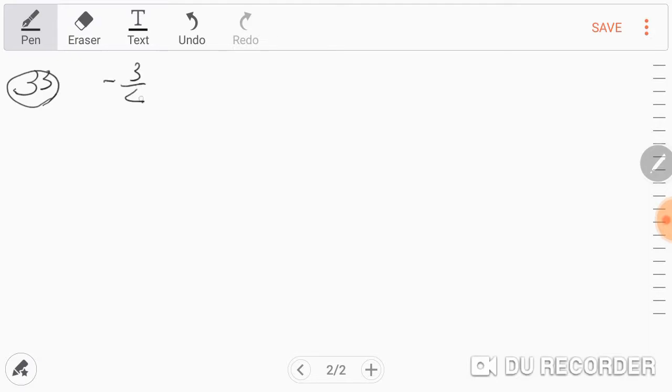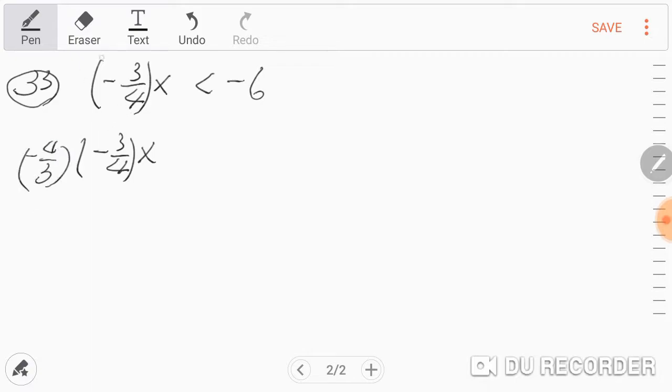Negative 3/4 x is less than negative 6. In this case, we will multiply each side of the inequality by the reciprocal of negative 3/4. Let me rewrite it. I'm going to multiply the left side of the inequality by negative 4/3, the reciprocal of this fraction, the coefficient of x. Also multiply negative 6 by the same fraction, negative 4/3.